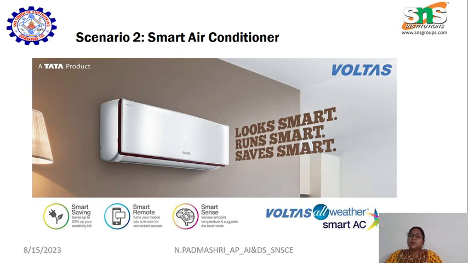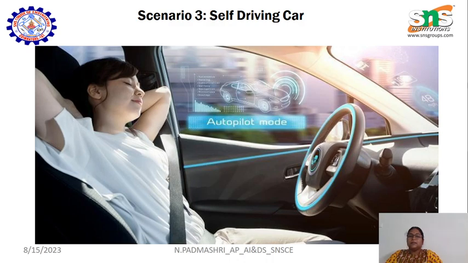During the month of May, the air conditioner is turned on, so there will be the most need during this month. So it automatically learns from the experience, and whenever the temperature is hot, it automatically turns on. This is a very good scenario, or we can take it as an example for machine learning. The next scenario is a self-driving car, which is an autopilot mode. This is also an application of machine learning.